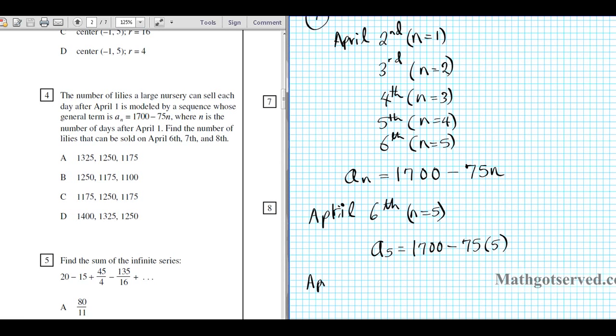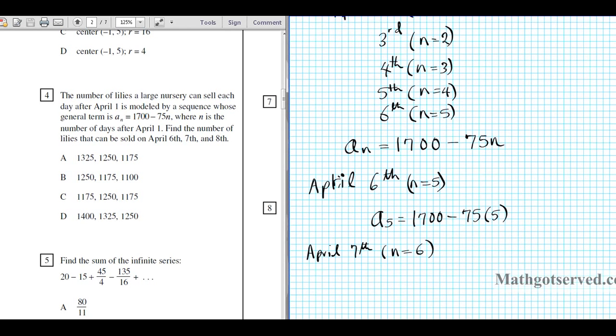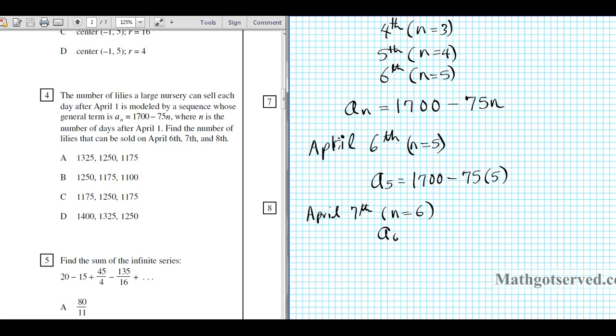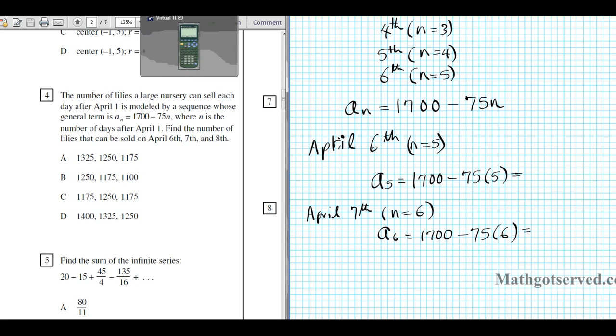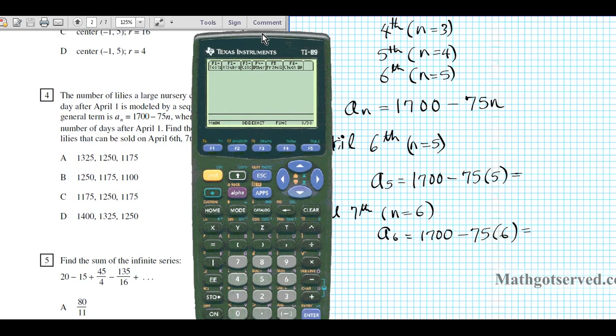And then for April 7th, what do you think we're going to have? n equals 6, right? So n equals 6, then that will be a sub 6 equals 1700 minus 75 times 6. And then for April 8th it is going to be 75 times 7. Okay, so if we work out 2, that should be sufficient for us to determine what the answer is. All right, so let's bring out our calculators and compute what these expressions equal.